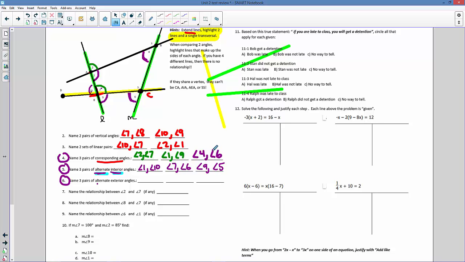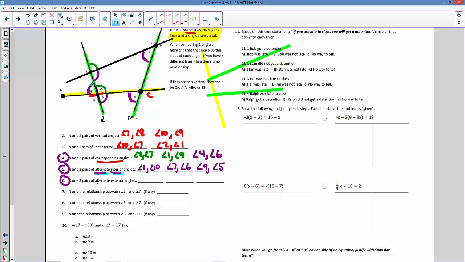Seven and 6, 9 and 5. Okay, name 3 pair of alternate exterior angles. So again, I'm not going to redo the highlighting of the lines, but we'll start with this one. Alternate exterior would mean alternate sides of the yellow line and on the exterior.